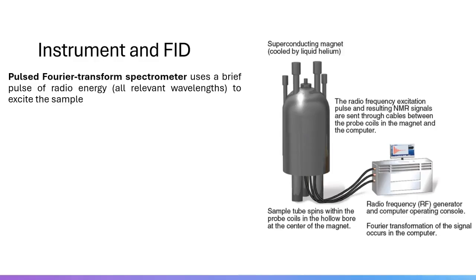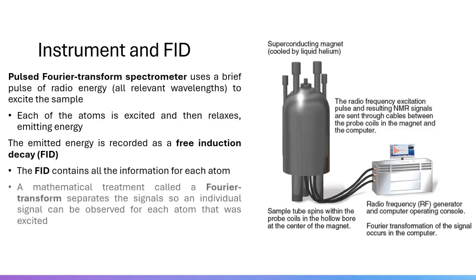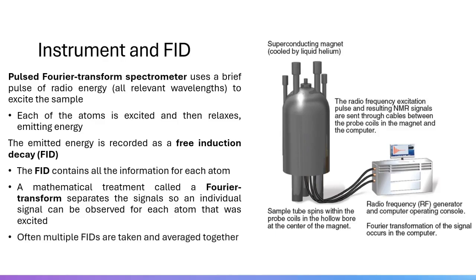Instrument and FID. A pulse Fourier transform spectrometer uses a brief pulse of radio energy at all the relevant wavelengths to excite the sample. Each of the atoms is excited and then relaxes, emitting energy. The emitted energy is recorded as a free induction decay, or FID. The FID contains all the information for each atom. A mathematical treatment called a Fourier transform separates the signals so an individual signal can be observed for each atom that was excited. Often, multiple FIDs are taken and averaged together.